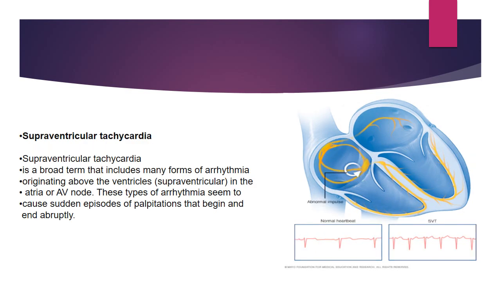represented here. The next kind of arrhythmia that occurs in the atrium is called supraventricular tachycardia. That is a broad term for many forms of arrhythmia originating above the ventricles. Supraventricular means that it is above the ventricles. You can see here that the impulses begin to generate from here, and these types of arrhythmia can cause sudden episodes of palpitations that begin and end abruptly.